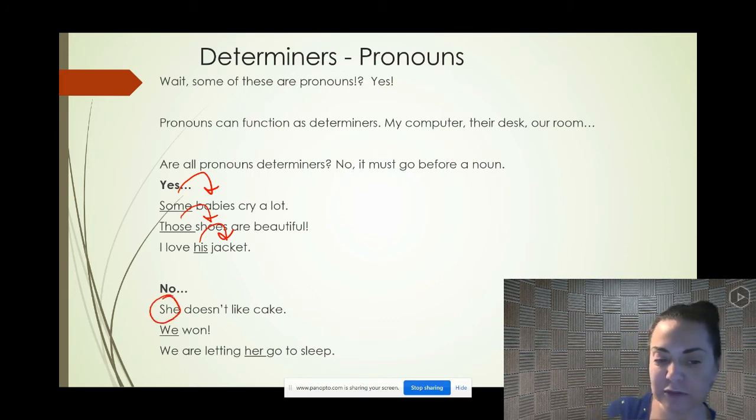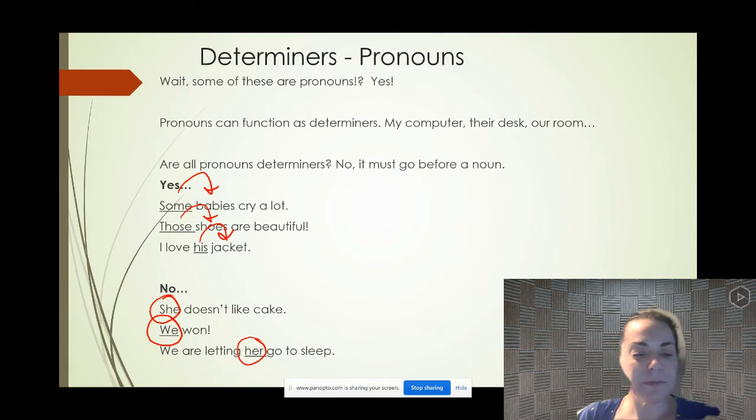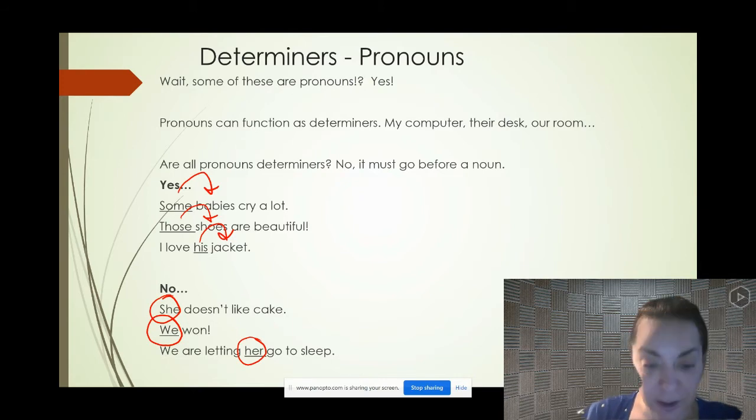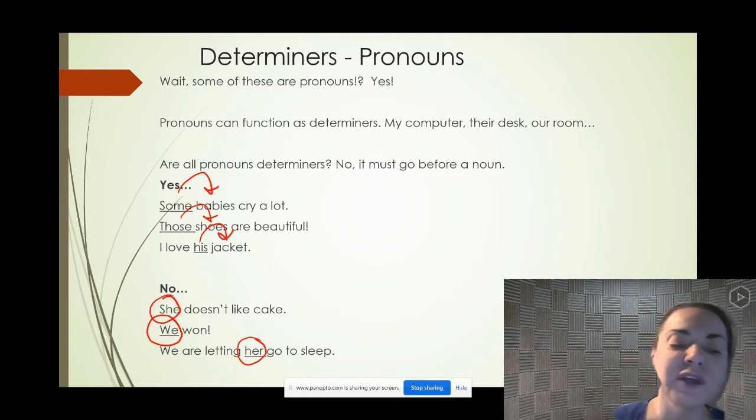Now let's take a look at this. She doesn't like cake. Well, that she is a pronoun acting as a subject, and it's not modifying anything. So it is not a determiner. We, again, a pronoun, but it's a subject. Now, here, this is where some people can get confused. We are letting her go to sleep. Okay, in this case, her, which is sometimes used as a possessive pronoun, is acting more like a direct object. Okay, so it is not a determiner.